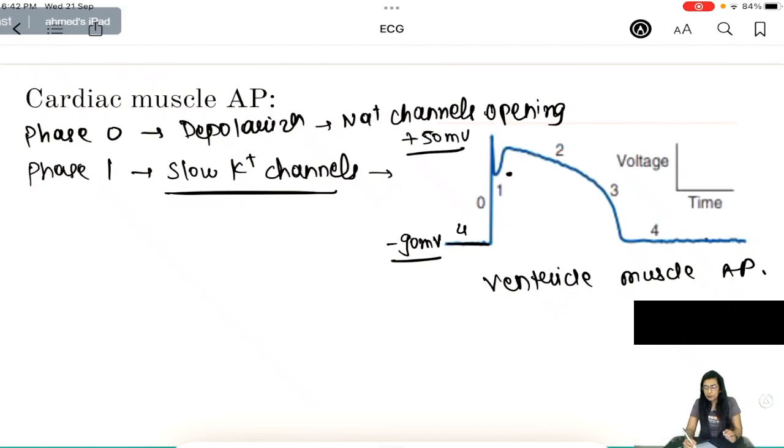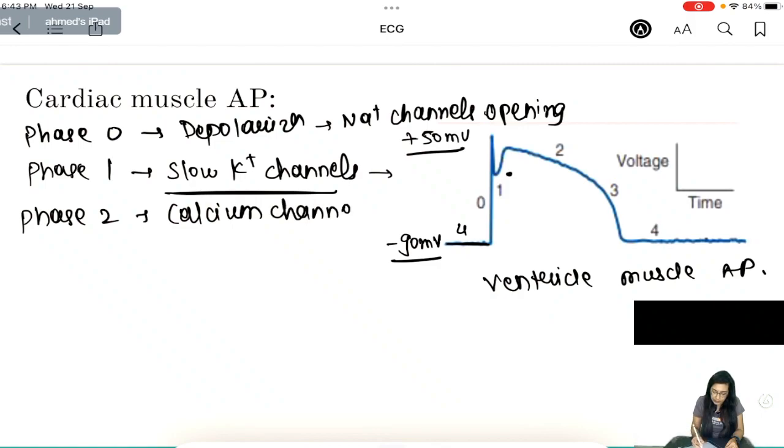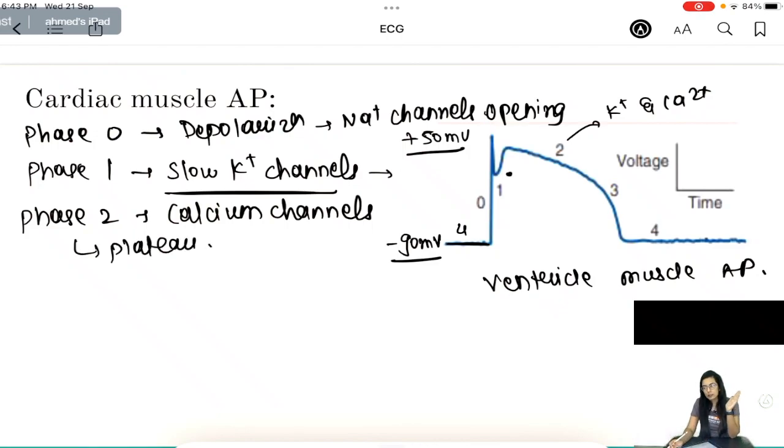Now at a certain stage of this action potential, calcium channels will open up in the cardiac myocytes. That is responsible for phase 2. Calcium is more outside the cell, so calcium goes from the extracellular to the intracellular compartment. There is a competition between K plus and calcium: K plus is going outside, calcium is going inside, so it leads to a plateau stage. This is called the plateau stage. In the next video we will also discuss how this correlates with the ECG.